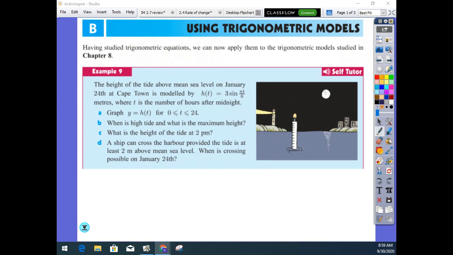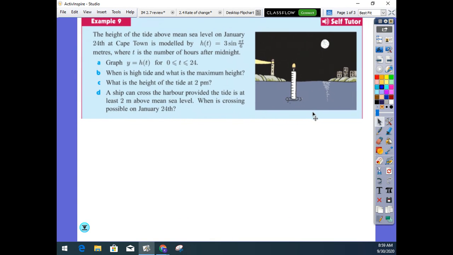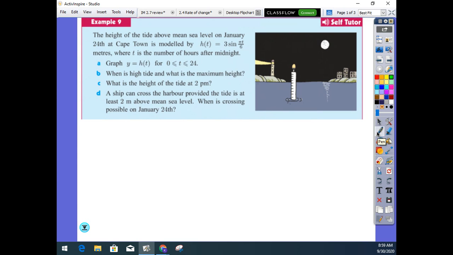Section B just has a single problem, but it's a word problem, so it's always a little bit tougher. But it's really very similar to the last set of word problems. So we're given this function. If we notice in that function, we have to first find the period. So 2 pi divided by pi over 6 is 12. All right. Notice T is the number of hours after midnight.